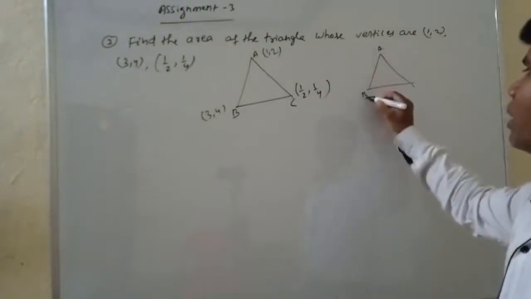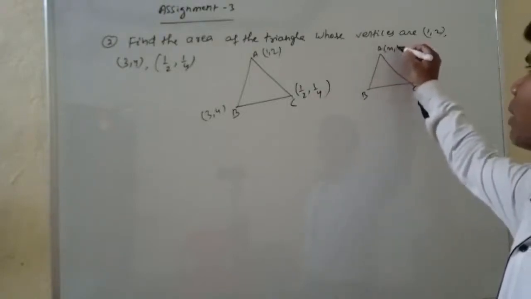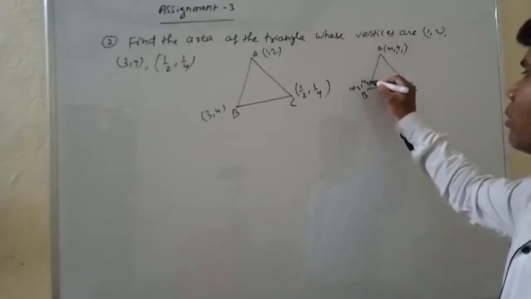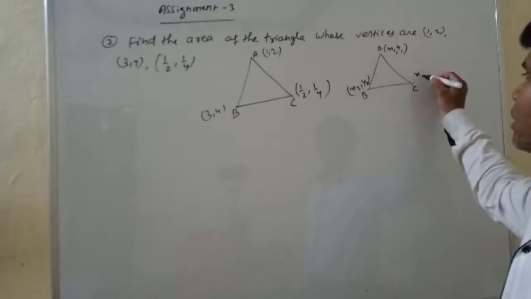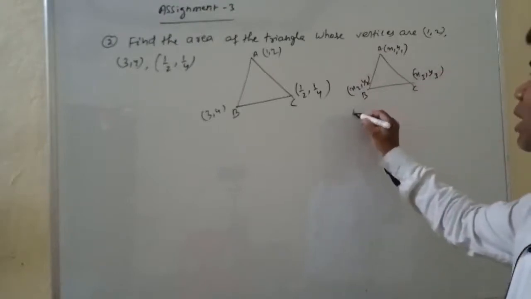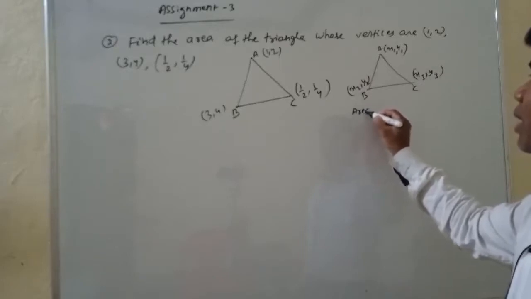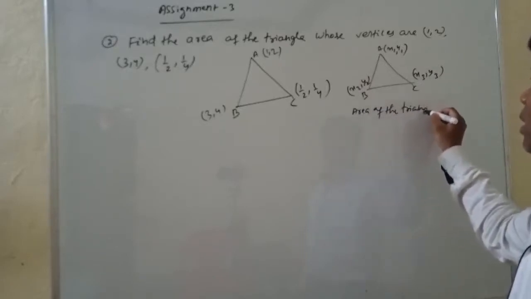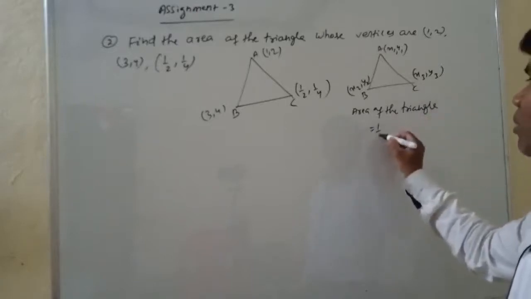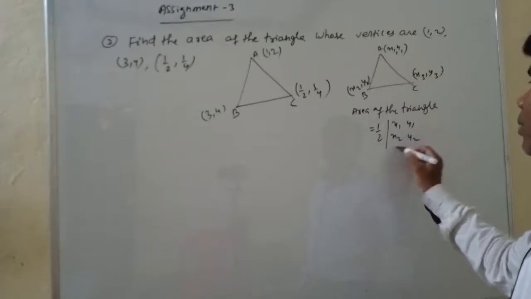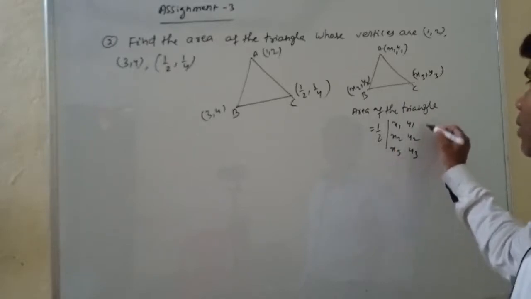ABC. Suppose this is (x1, y1), this is (x2, y2), this is (x3, y3), okay. Area of the triangle is equal to half of the determinant with rows x1 y1 1, x2 y2 1, x3 y3 1.